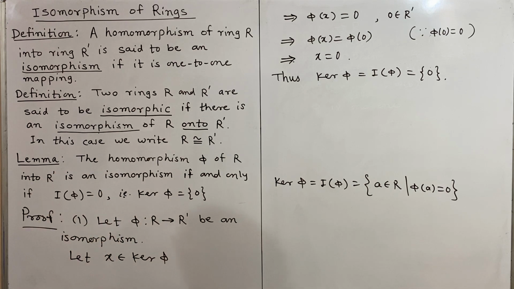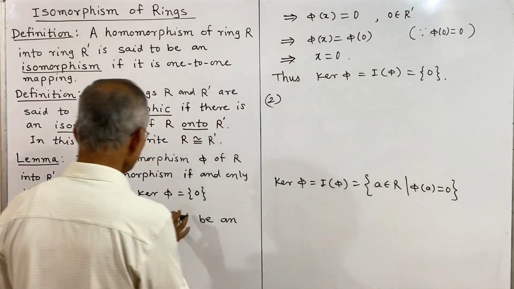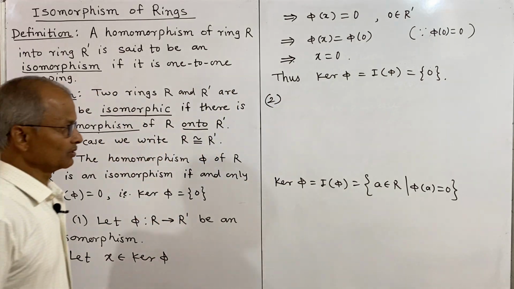Now the converse part we shall consider as second. Now conversely, let the kernel of phi be equal to 0.